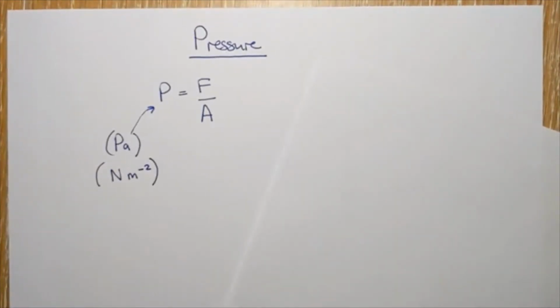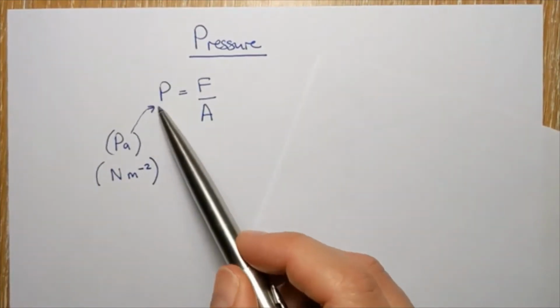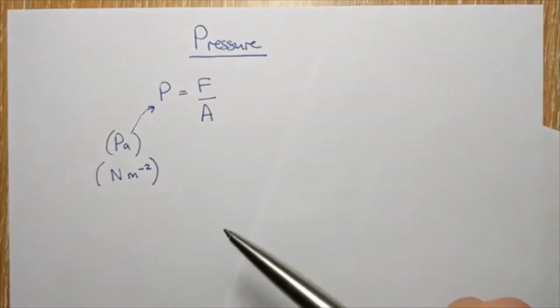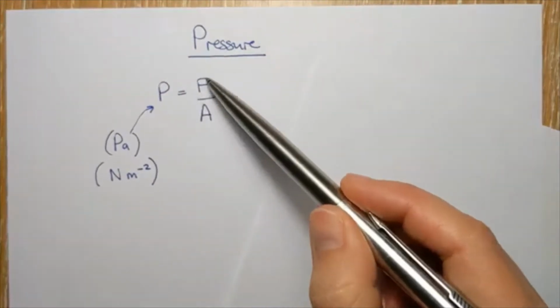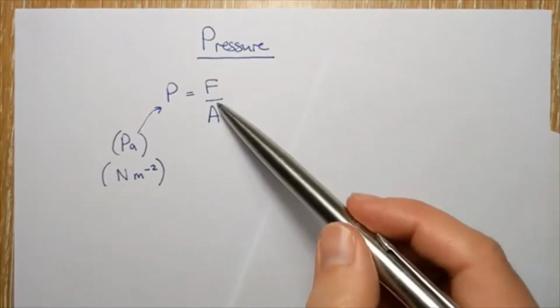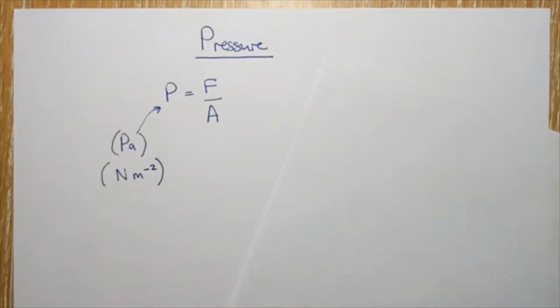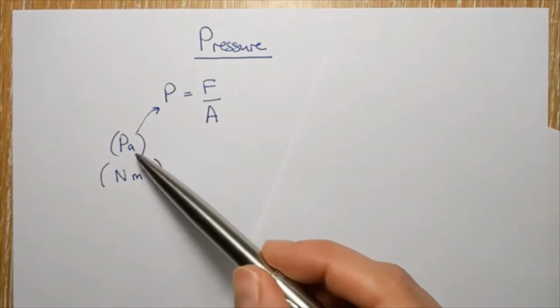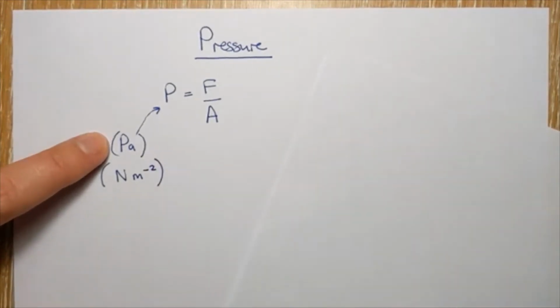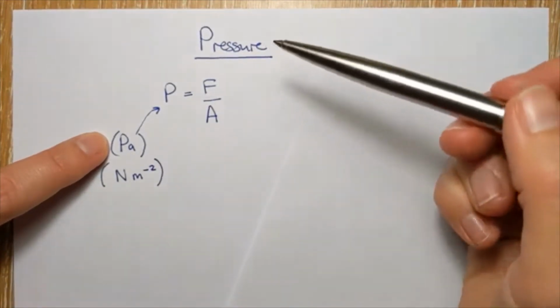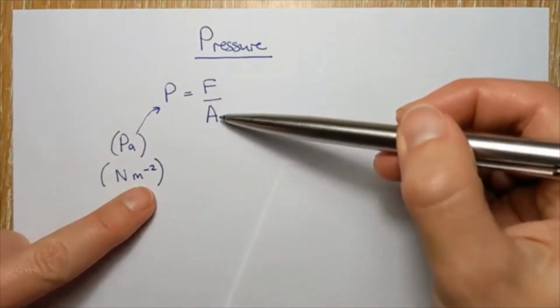Next up is pressure, and the pressure exerted on a surface is defined as the force exerted on the surface divided by the area the force is exerted over. Pressure is measured in pascals, that's the standard unit, where 1 pascal is 1 Newton per metre squared.